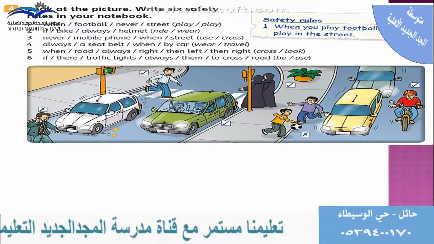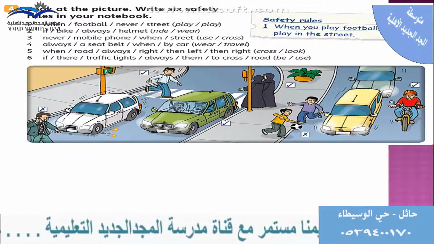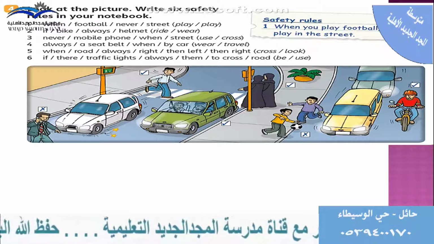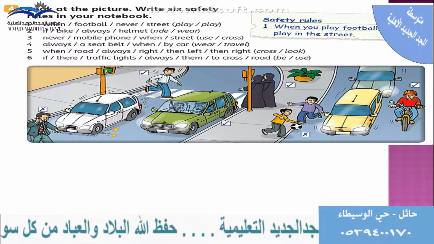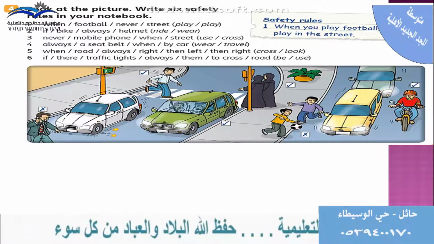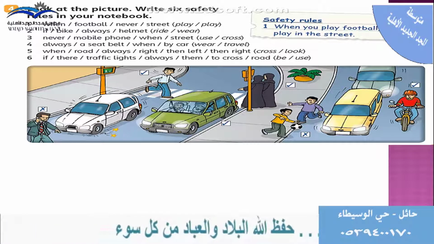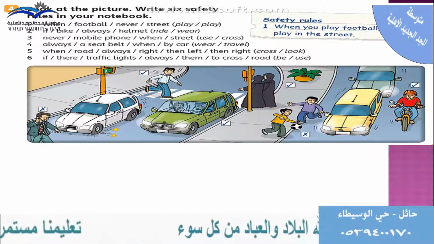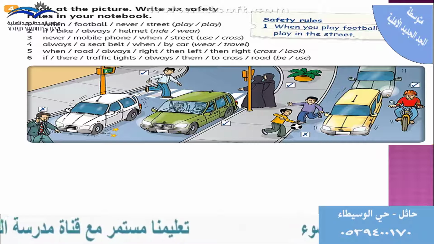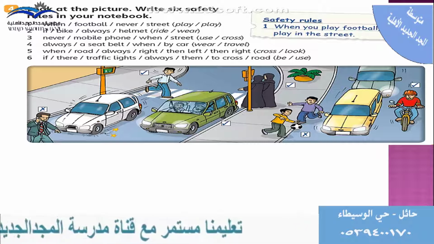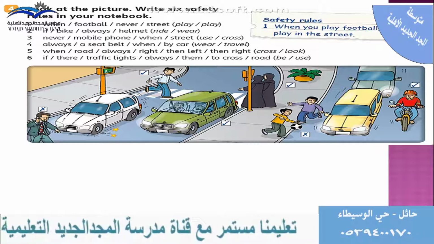This second part is for our rules: if and when followed by present simple, and the second part will be present simple. Also, we can use if and when followed by present simple where the second part will begin with an imperative. هيبدأ بجملة أمرية. Like number 1: when you play football, never play in the street.